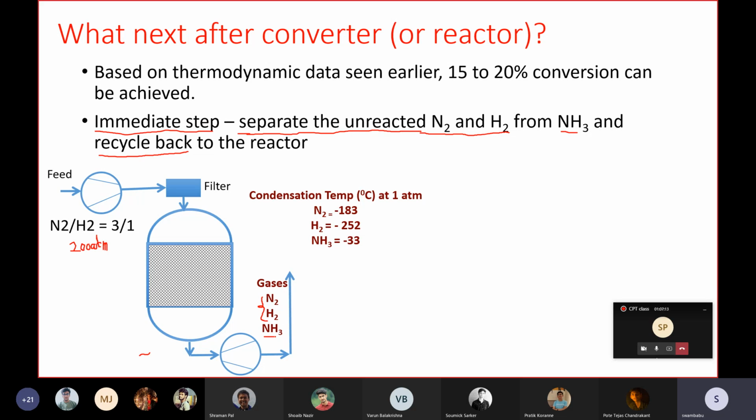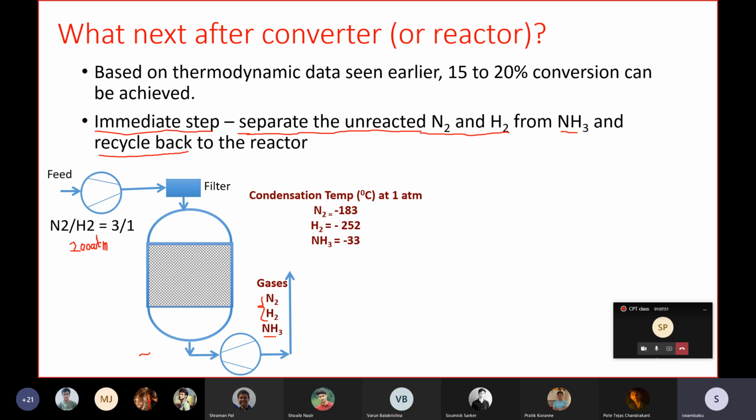For the separation, multiple methods may be possible, but here one clue is given. At 1 atmosphere, the condensation temperature of nitrogen is minus 183 degrees centigrade. The condensation temperature of hydrogen is minus 252 degrees centigrade, whereas the ammonia condensation temperature is minus 33 degrees centigrade.